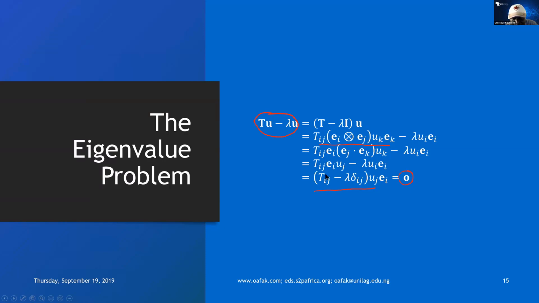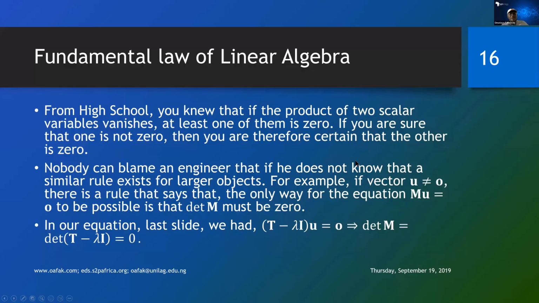This equation now says that Tij minus lambda delta ij, times Uj Ei, is the zero vector, or that the tensor T minus lambda I, operating on U, is equal to 0. So a tensor obtained by subtracting lambda I from T, operating on U, gives us 0. We now want to solve that problem. You have a tensor operating on a vector giving you the zero vector. We now have to go back to the fundamental law of linear algebra in order to get something out of this.